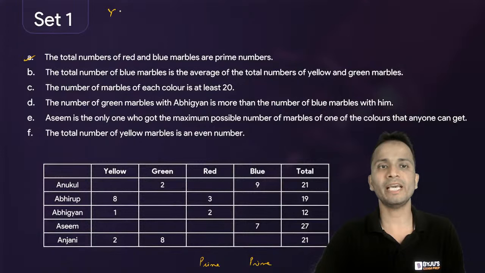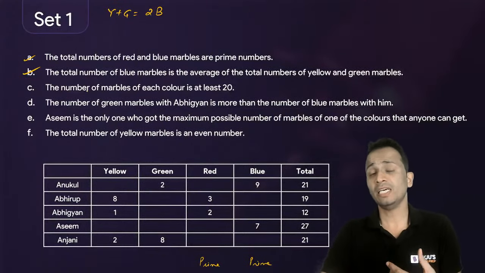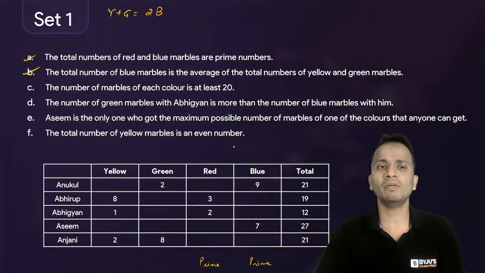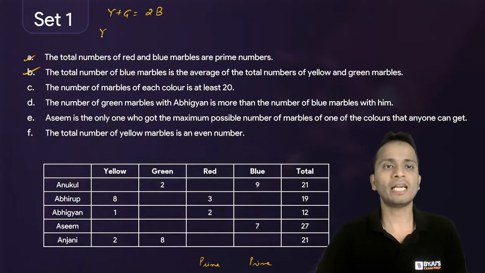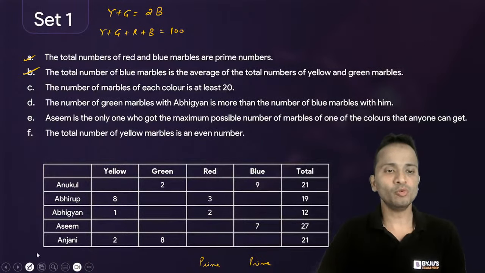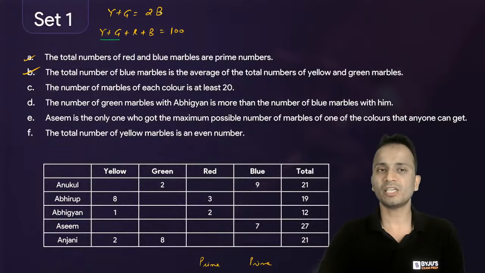So that means yellow plus green marbles should be equal to twice the number of blue marbles, right? This is another thing that I have made. Now, since I'm talking about the equations, it is given that the total number of marbles is 100. So I can say that yellow plus green plus red plus blue is equal to 100. Okay. Now, if I substitute yellow plus green here from the first equation.